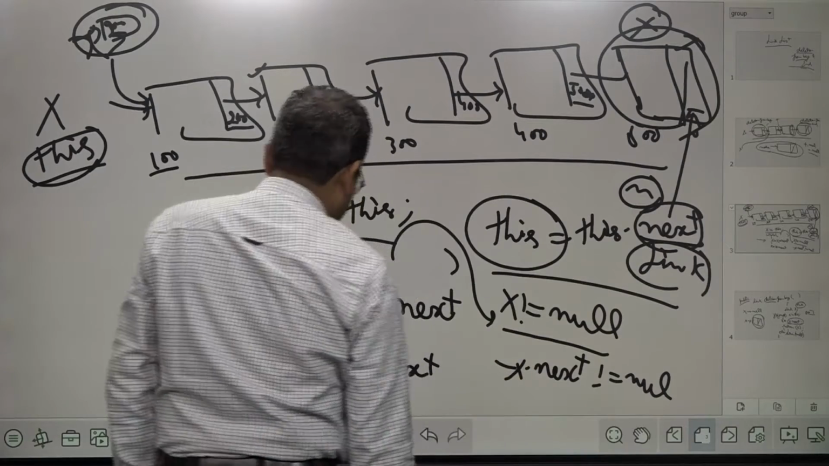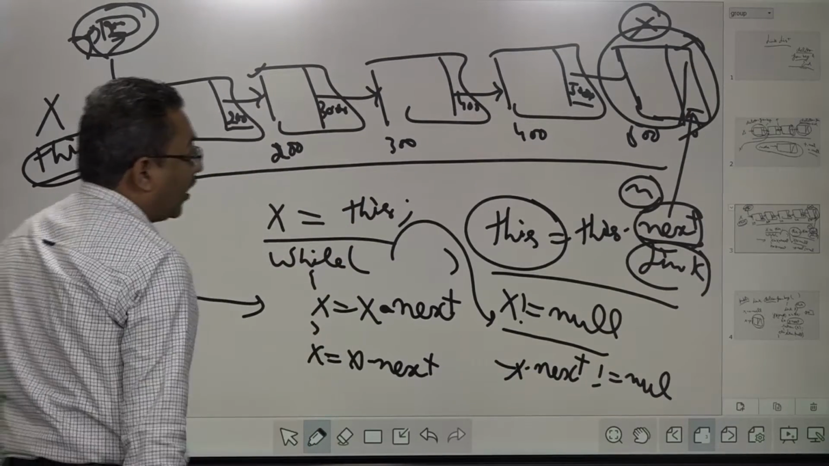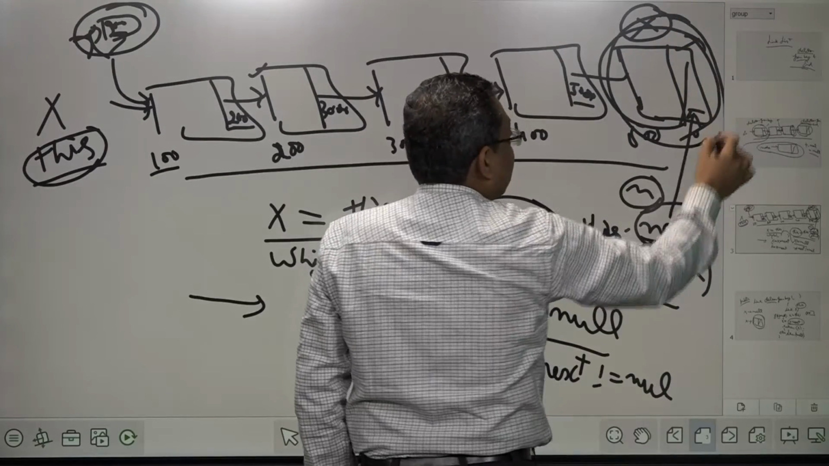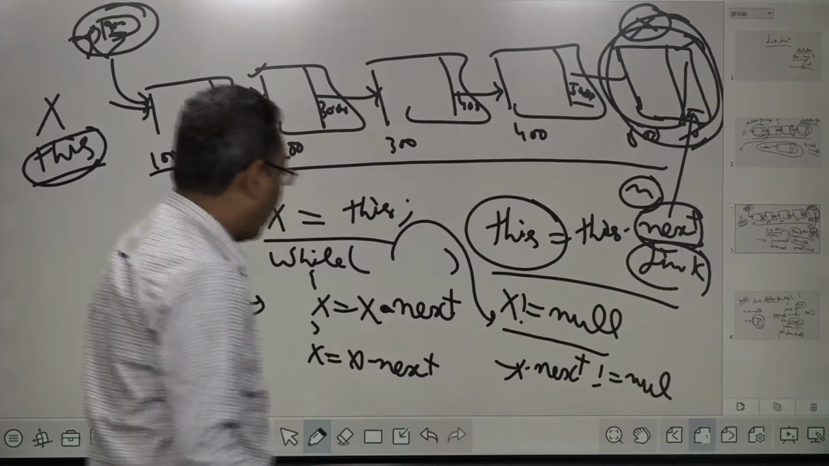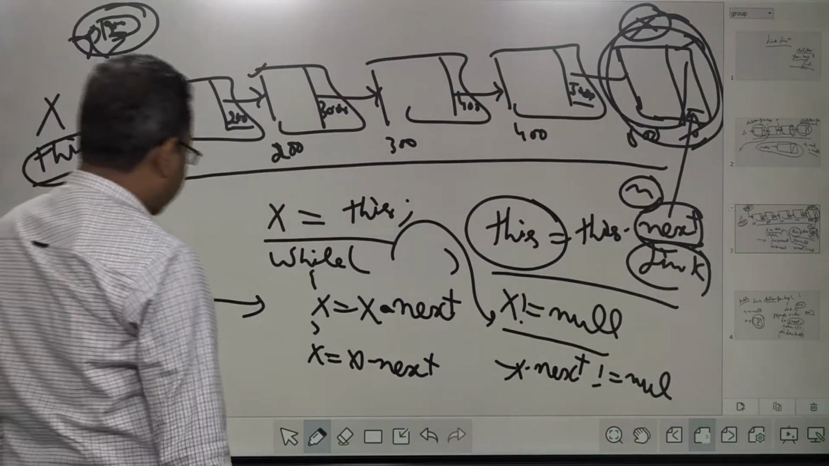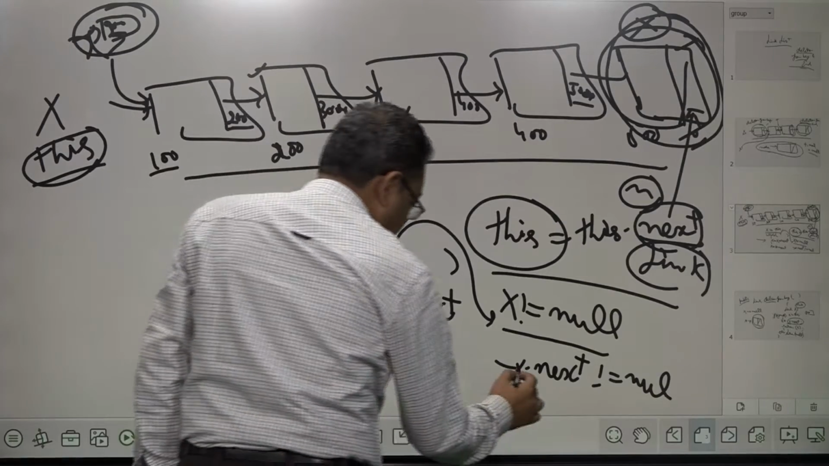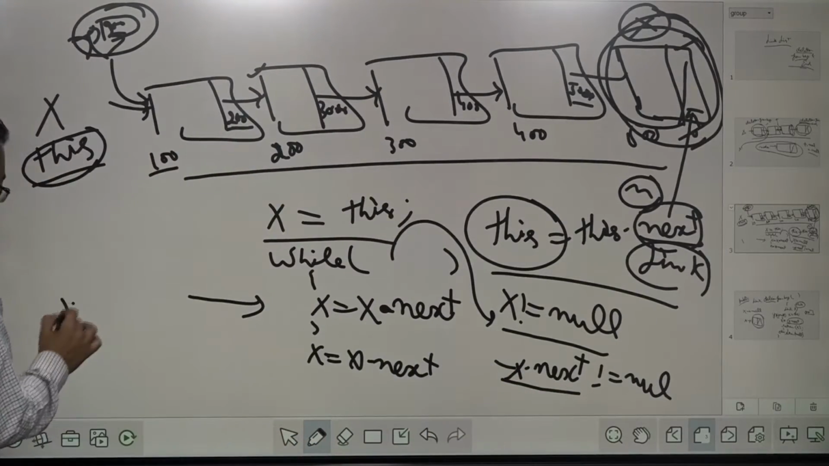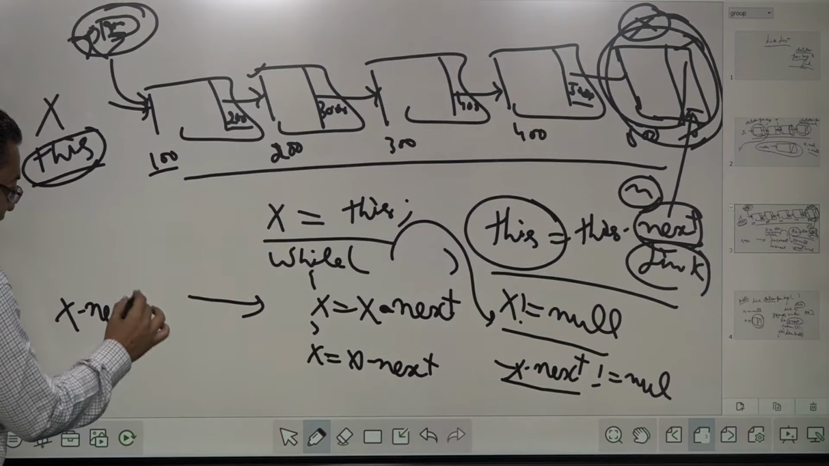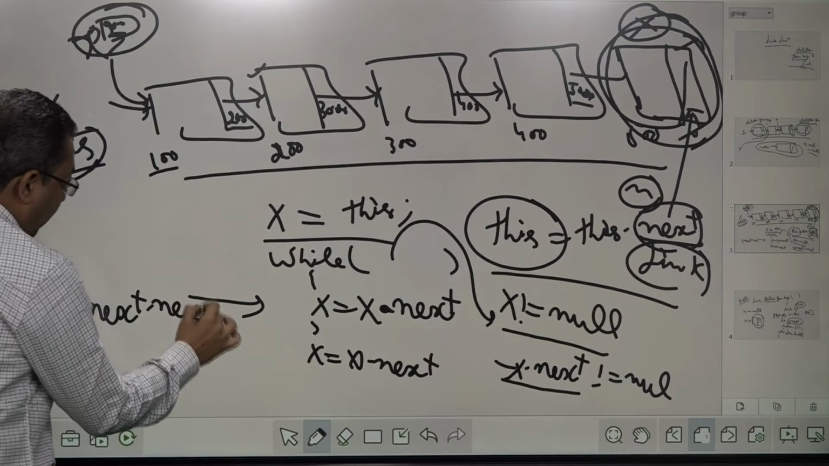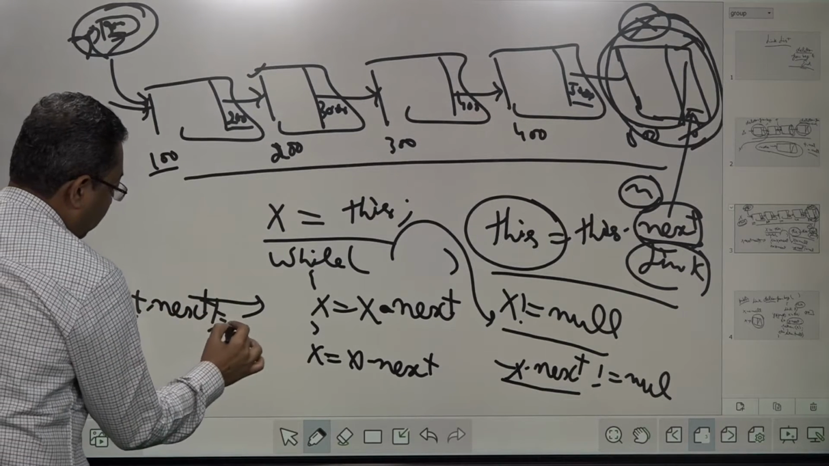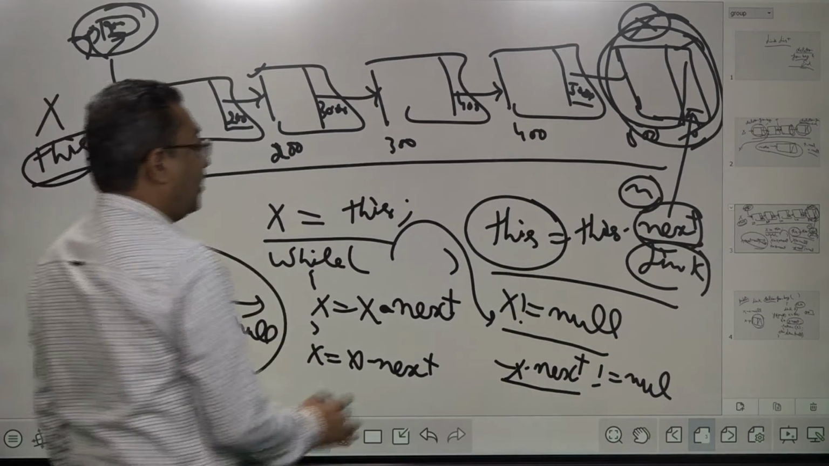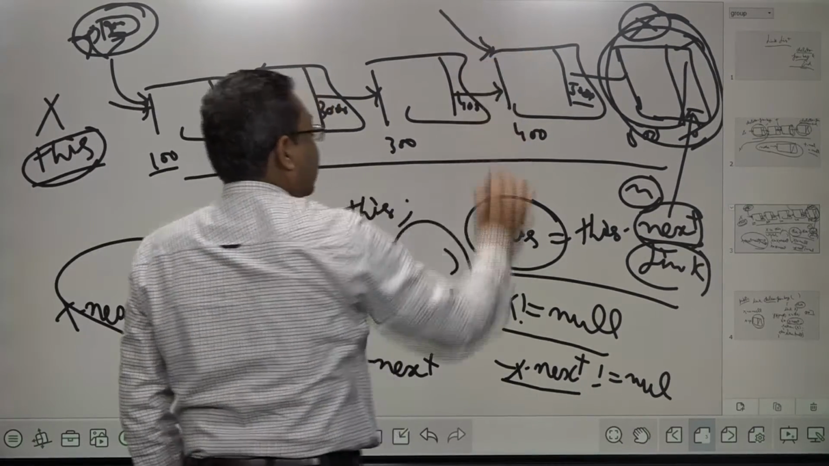So what can I do here? I can come out of this loop, and if I go for this, I am trying to remove this. This is not the case at all. So what to do again? Instead of writing this, I must write x dot next is not equal to null. If I go for this, then my x will stay here.